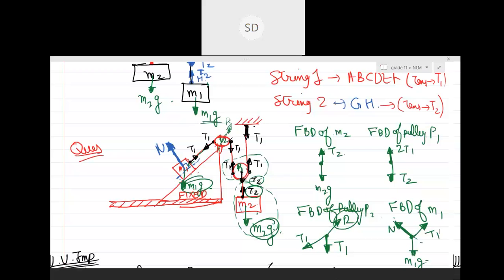Shall we write the steps for FBD? Guys, shall we write the steps for FBD? How to solve any problem in mechanics?